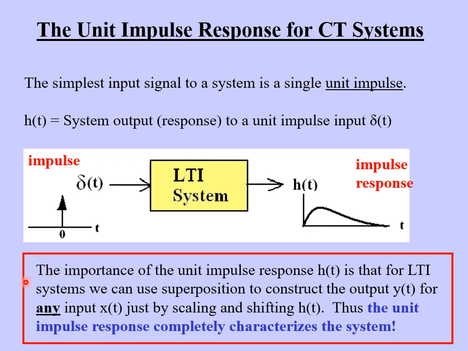So the importance of the unit impulse response, h of t, is that for LTI systems, we can use superposition to construct the output y of t for any input x of t just by scaling and shifting h of t. Thus, the unit impulse response completely characterizes the system. This is the same thing we saw in the last lecture on discrete time. We can figure out everything we want to know about this system just by knowing its impulse response. So the impulse response is a very important way to characterize a system.